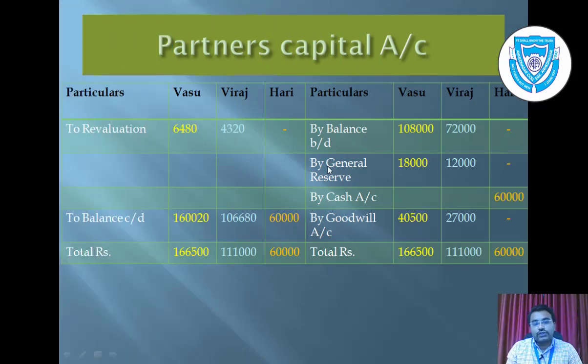Then I have distributed, second step, the general reserve distribution of 30,000 into 18,000 and 12,000. Viraj is getting a reserve of 12,000 and Vasu is getting a reserve of 18,000. Then Hari, the new partner, has brought capital of rupees 60,000. So I have created here in Hari's column 60,000.